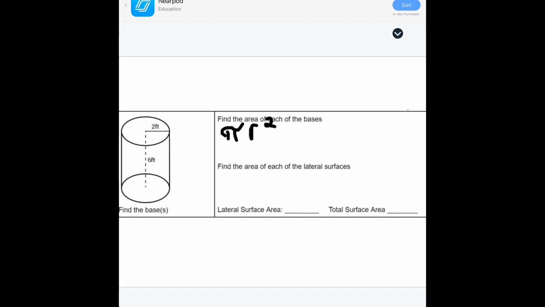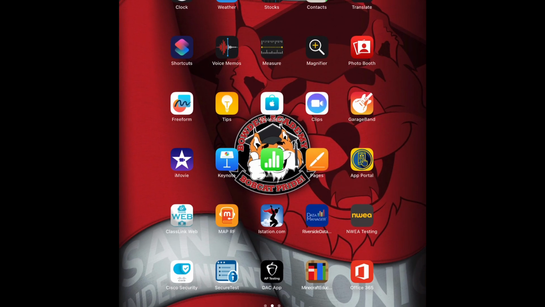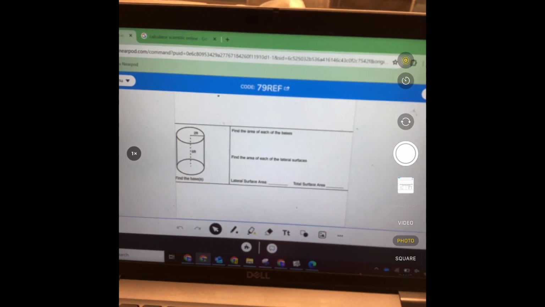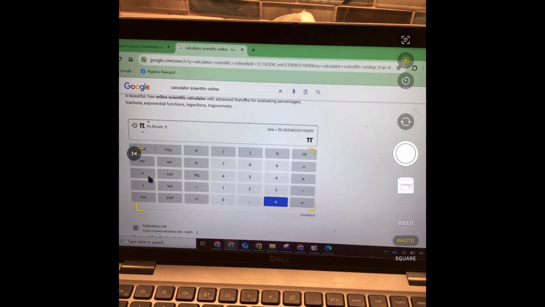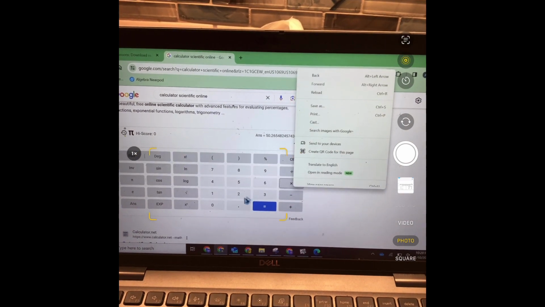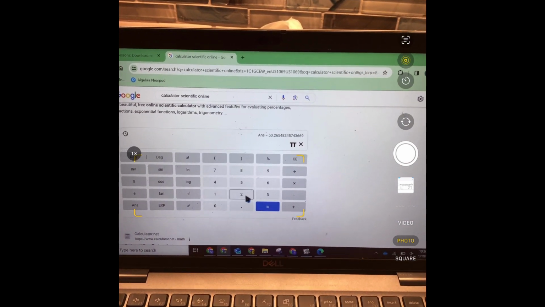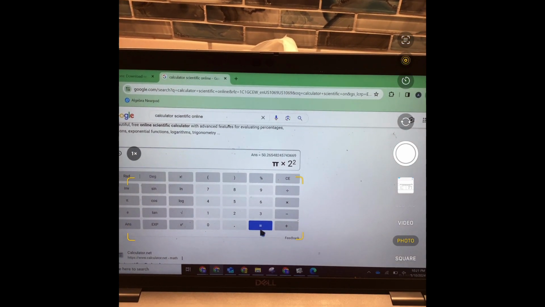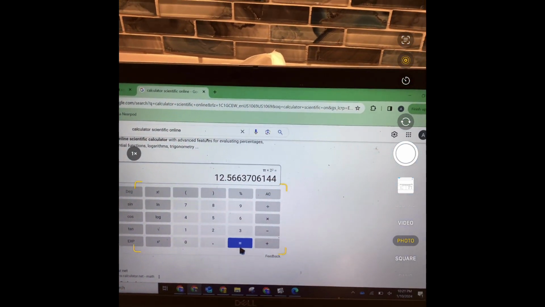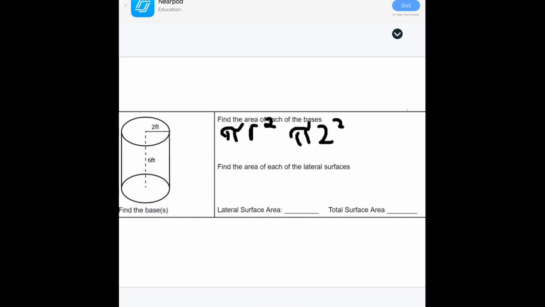Pi r squared, pi times 2 squared. Nice. Let's go ahead and grab that calculator back up in front of us. Let's clear this. Pi times 2 raised to that second power is going to equal 12.57. Sweet. Each base is 12.57 centimeters squared.